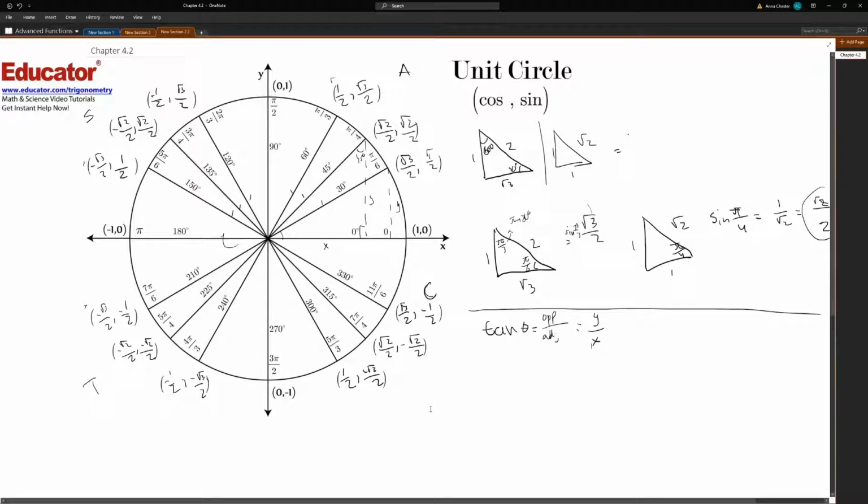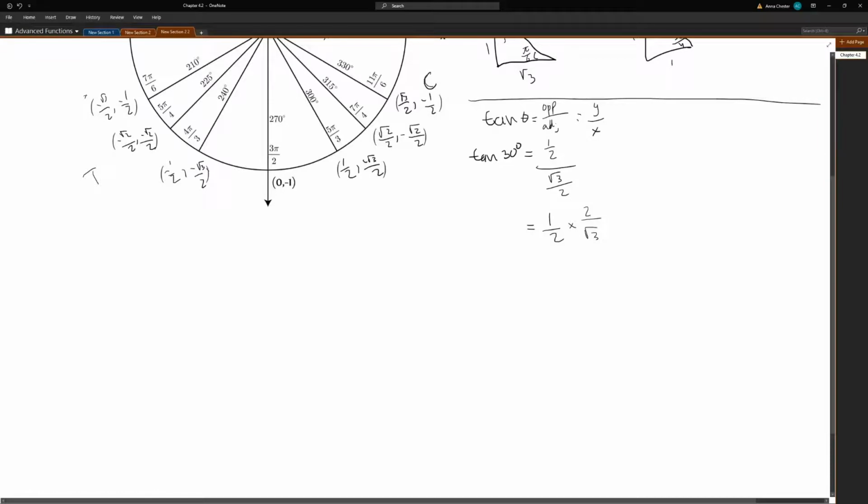Okay, so let's do a quick example. Tan of 30 degrees is equal to y over x. So our y value is 1 over 2, and our x value is square root of 3 over 2. Doesn't this look like so much fun? Well, let's simplify or rearrange it. Since we're dividing by a fraction, that actually means to multiply by its reciprocal. So what we get is 1 over 2 times 2 over square root of 3. So the 2's cancel out. And we get 1 over square root of 3.